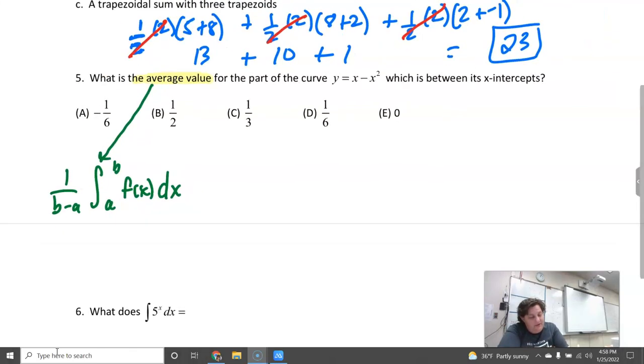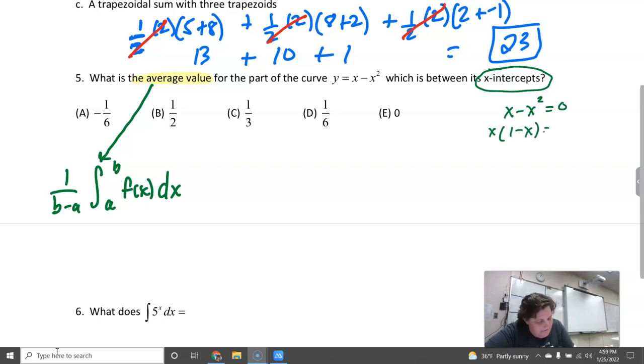What's the average value for the part of the curve which is between, now usually it gives me 2 points. This says between its x-intercepts. Ooh, that is so mean, but it's okay. I got this, all right? You guys, x-intercepts are when this equals 0. Like where is this going to equal 0? Or in other words, where it's going to cross the axis. Well, if I factor out an x from both of those, from this side I get x equals 0. From this side I get x equals 1. So its x-intercepts are 0 to 1. Okay? Those are the x-intercepts.